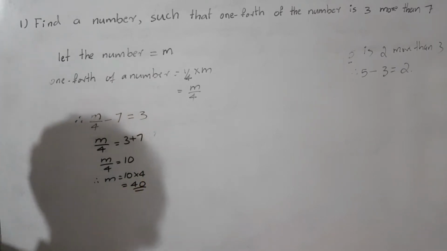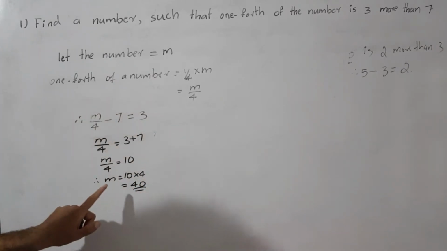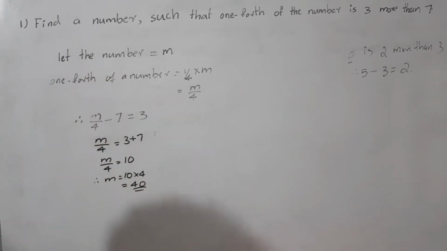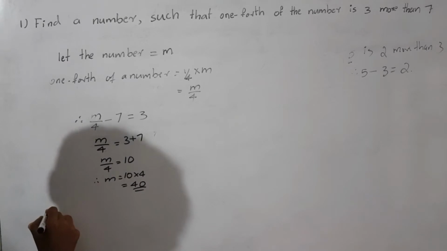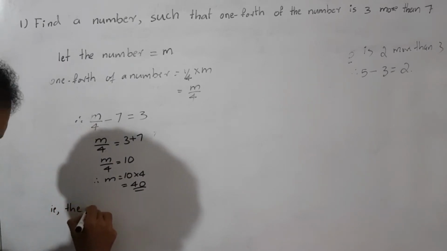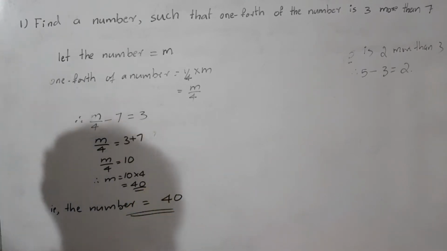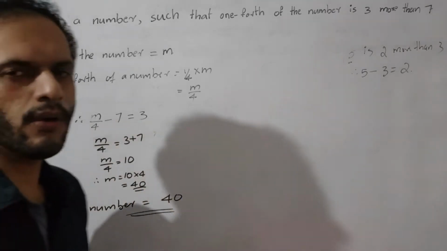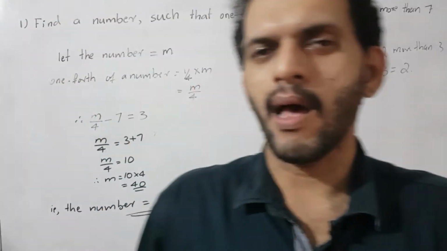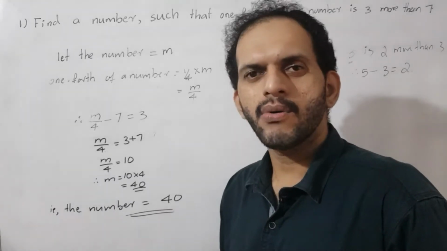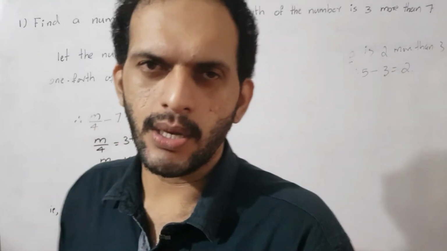Correct? Then what is m? m is 40. Actually, what is m? The m is the number. Then after that you must write "therefore, the number is equal to 40." Don't forget to write the answer last. Okay? Therefore the number is equal to 40. I think you got the idea how to solve this equation.